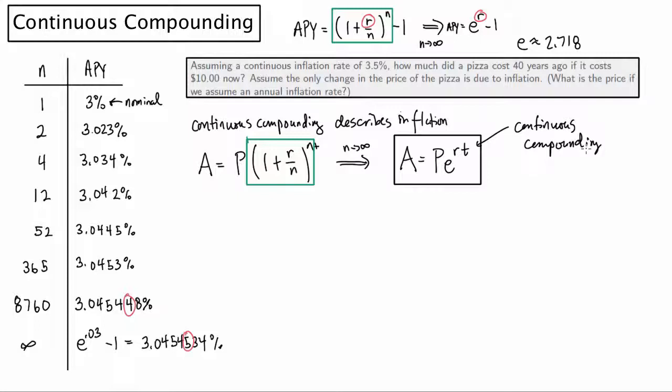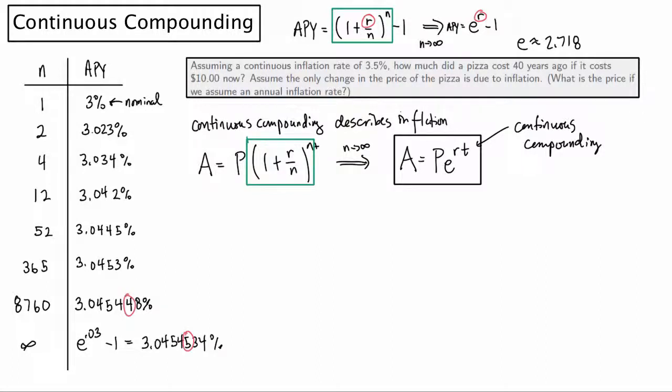Suppose that we know that the continuous inflation rate is 3.5%. So all the time things are constantly changing at a rate of 3.5%, which means yearly they're changing at a slightly more than compounding things hourly rate. How much did a pizza cost 40 years ago if it costs $10 now? So I kind of want to work backwards. Something that costs $10 today, what did it cost 40 years ago if goods and prices have been changing continuously at a rate of, in this case, 3.5%?